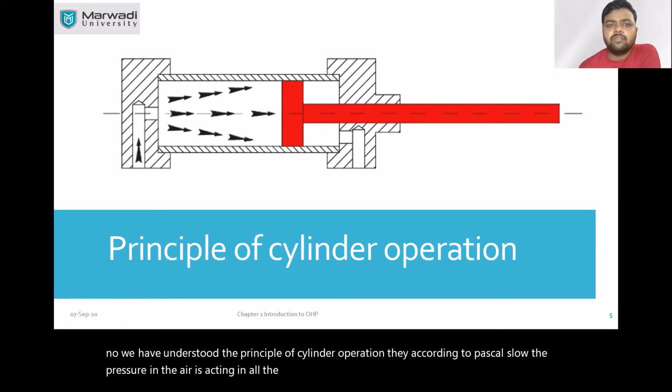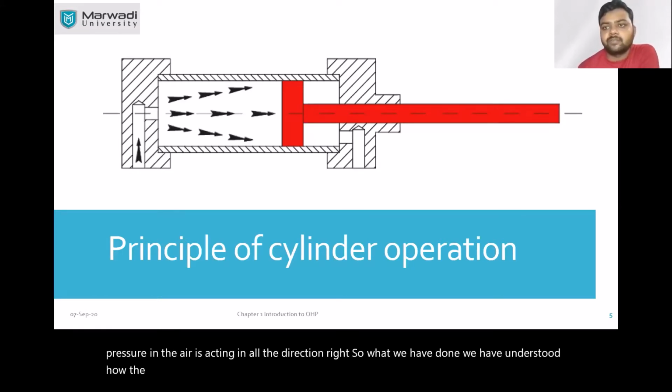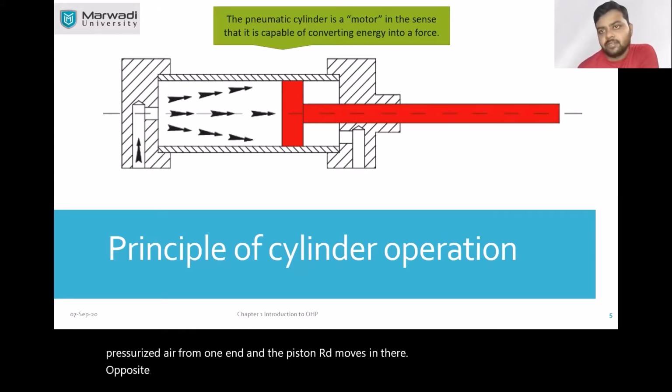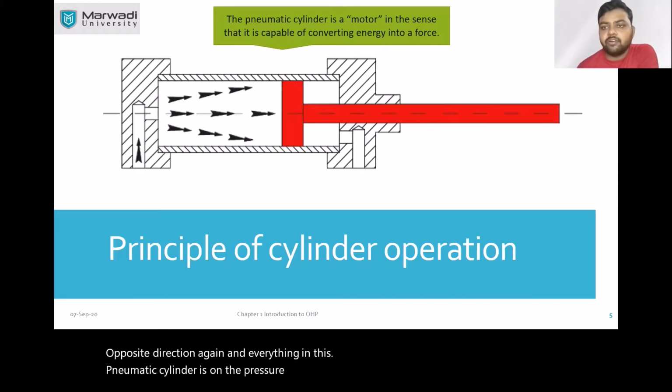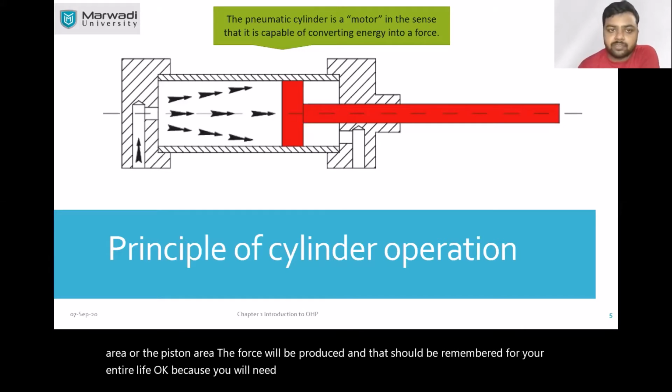So we have understood how the force is produced in the pneumatic cylinder. We are supplying the pressurized air from one end, and the piston rod moves in the opposite direction. Everything in this pneumatic cylinder depends on the pressure and area. So F is equal to pressure multiplied by the bore area or the piston area. Accordingly, the force will be produced. That should be remembered for your entire life, because you will need this formula a number of times.